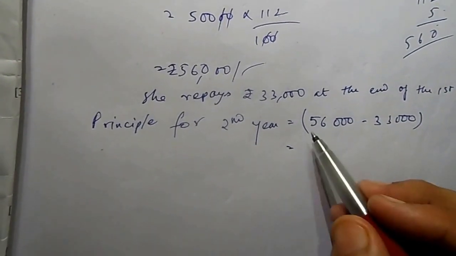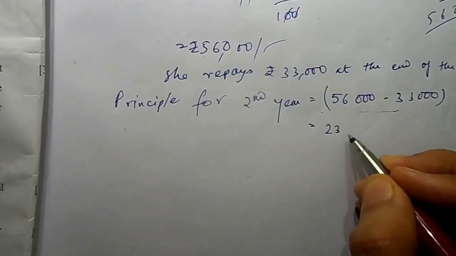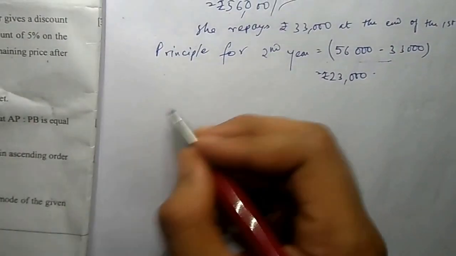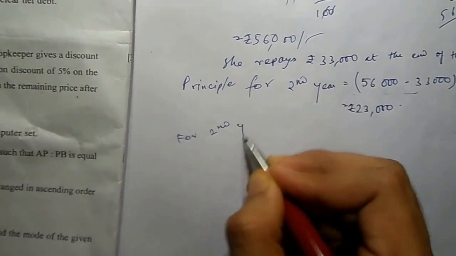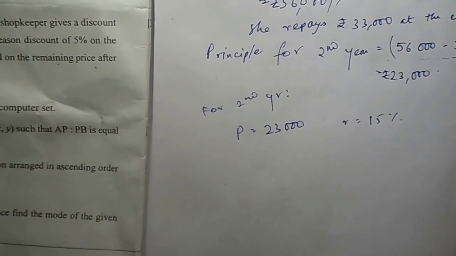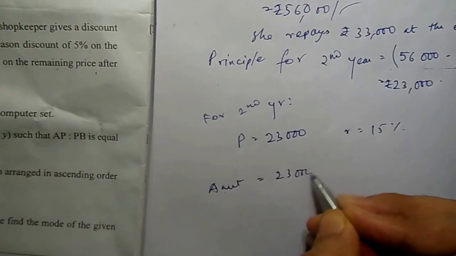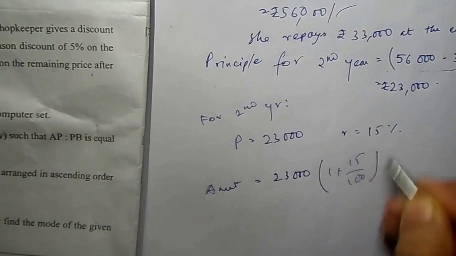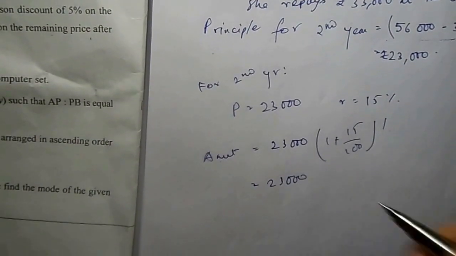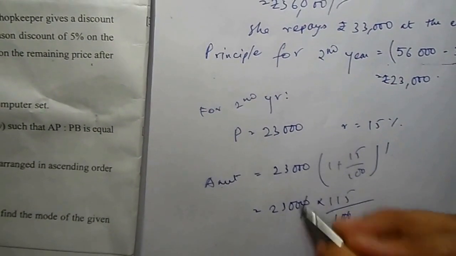So the principal for the second year will be equal to 56k minus 33k, and that is equal to 23,000 rupees. Okay, now let's solve for the second year. For the second year, principal equals 23k, rate is 15%. Now the rate has changed, if you notice. So the amount will equal 23k into 1 plus 15 by 100 to the power 1. Now anything to the power 1 is itself, so you can get it yourself. Okay, this will be equal to 115 divided by 100. Now 2 zeros get out.